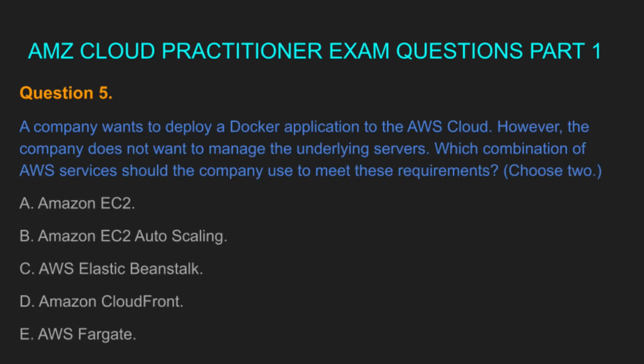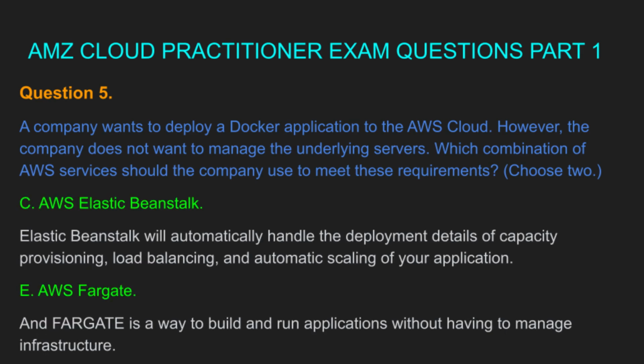Question 5. A company wants to deploy a Docker application to the AWS cloud. However, the company does not want to manage the underlying servers. Which combination of AWS services should the company use to meet these requirements? Choose 2. A. Amazon EC2. B. Amazon EC2 auto-scaling. C. AWS Elastic Beanstalk. D. Amazon CloudFront. E. AWS Fargate. Correct answer is C. AWS Elastic Beanstalk. And E. AWS Fargate. Elastic Beanstalk will automatically handle the deployment details of capacity provisioning, load balancing, and automatic scaling of your application. And Fargate is a way to build and run applications without having to manage infrastructure.